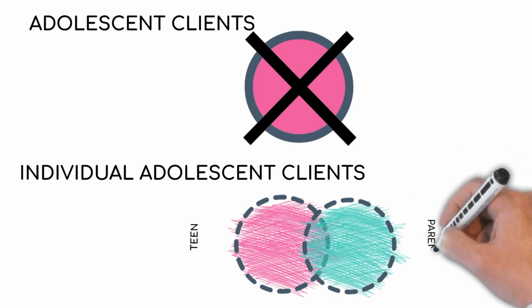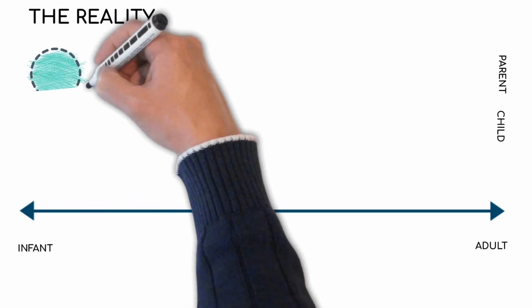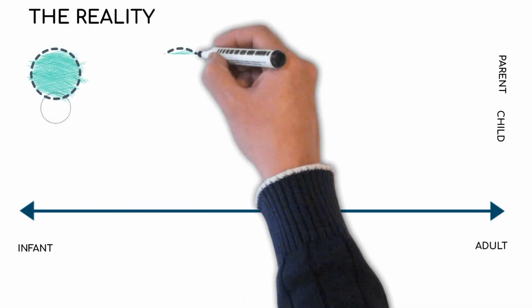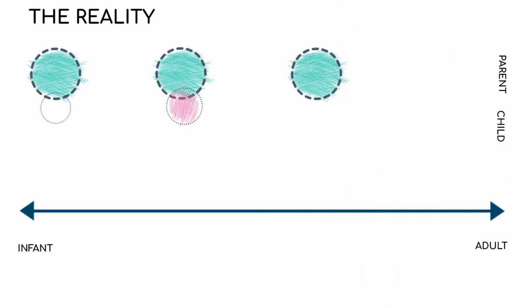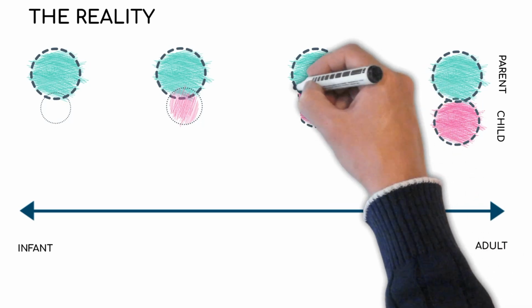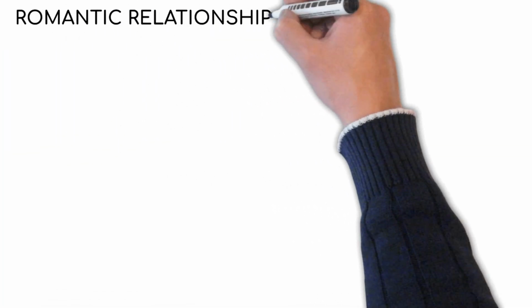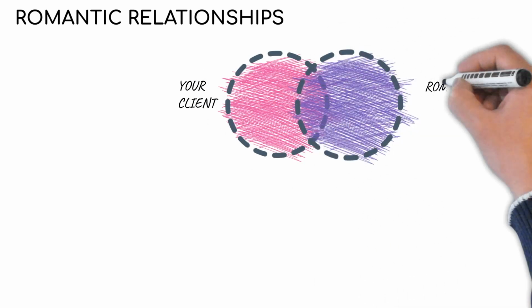If you redraw the scale of differentiation with this reality-based idea of adults not being fully differentiated, you get a different picture. No matter how old the teen is, we still don't get two fully separated individuals. And that means when your teenage client grows up to be old enough to date someone, they're going to meet someone who is also not differentiated.